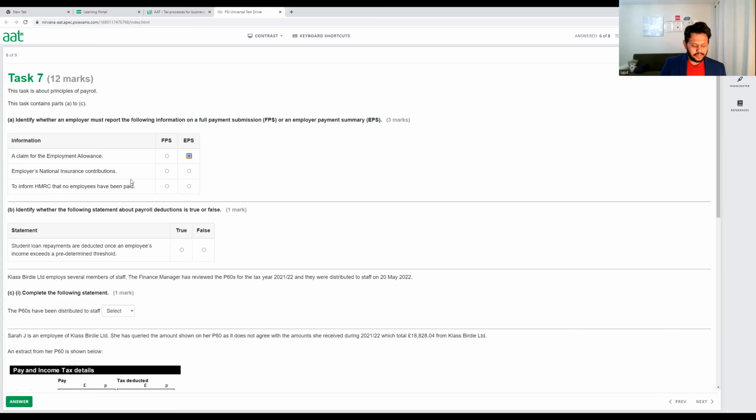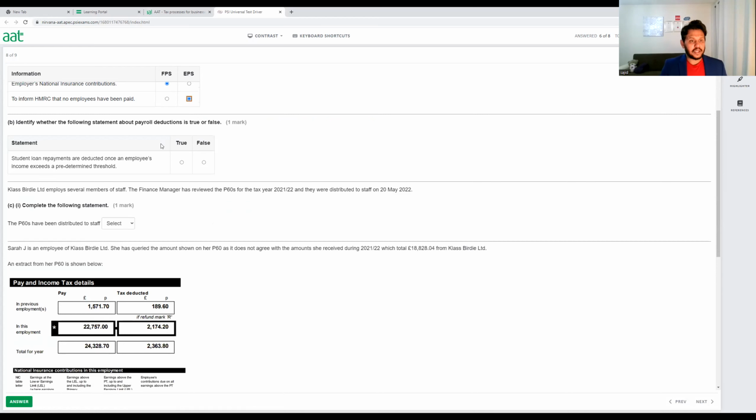Employer national insurance contribution. This goes with the RTI, so FPS. To inform HMRC that no employee has been paid, EPS. So EPS is only used for claiming something or something the employer wants to tell HMRC. For example, apprenticeship levy, or claiming maternity, or claiming the employment allowance, or telling HMRC no employee got paid. All these things, if you want to tell HMRC separately, have to be done through the EPS. FPS is all about how much you're deducting, the PAYE, how much salary the employee is getting, this and that.